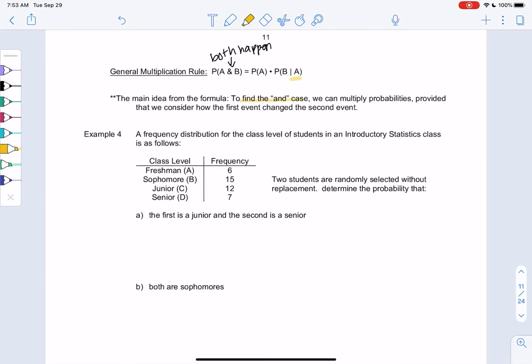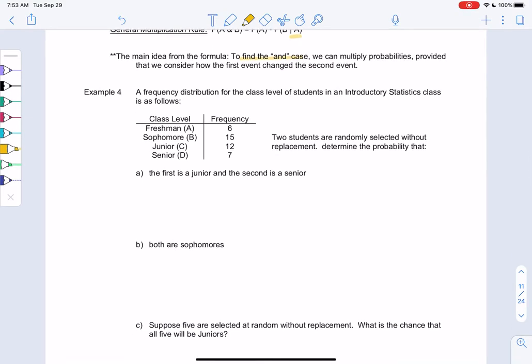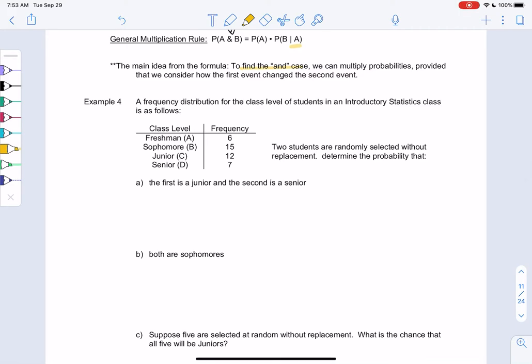So this sounds really confusing, but let me show you in this example, it will make way more sense. So we're gonna look at students in a stats class and we're looking at their class level, freshman, sophomore, junior, senior. So if we wanna do the probability of a junior and then a senior, we can use this concept. Right, and senior. So this is telling me that I'm gonna randomly select a student and the first student is a junior. So what's the probability of a junior? I'll worry about the rest later.